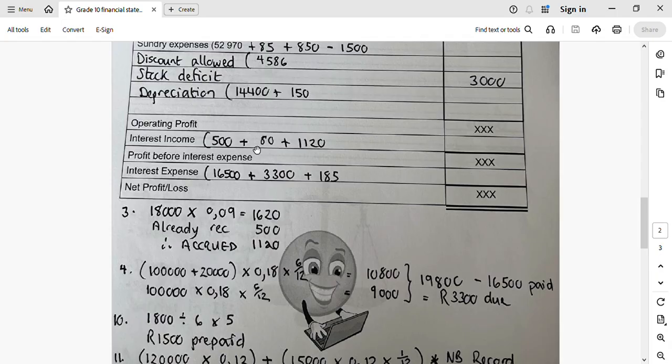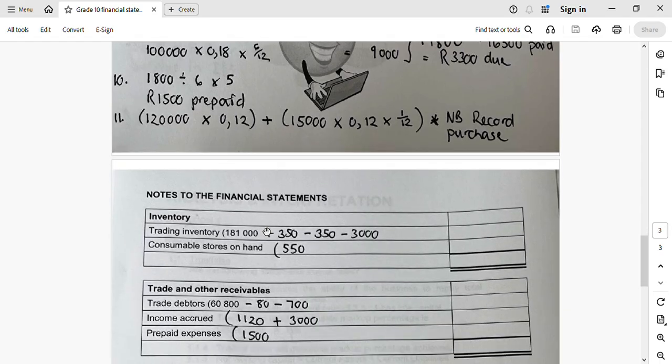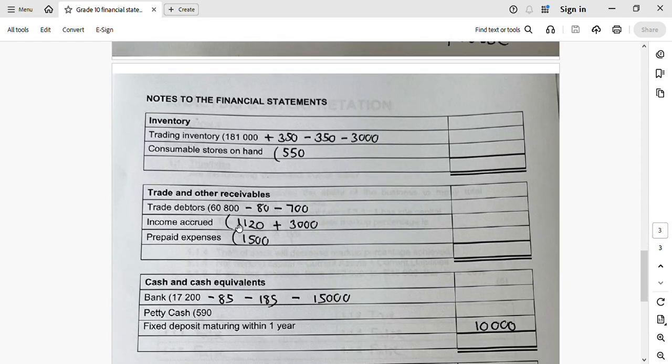That's not going to be correct, because then you're going to say the interest should have been 500 plus 1620, which it is not. You've just worked out for the year that is 1620. And then the double entry for that is income accrued. That's money owed to us, so it's part of your receivables, just the 1120.